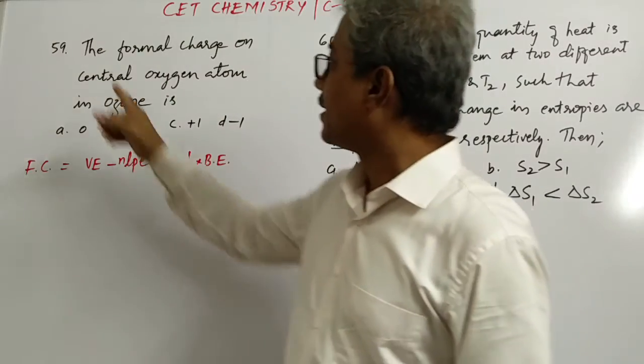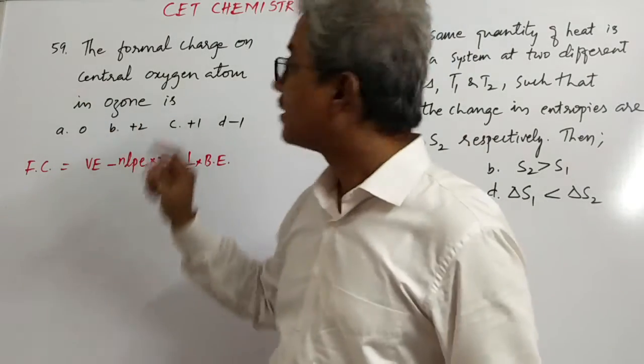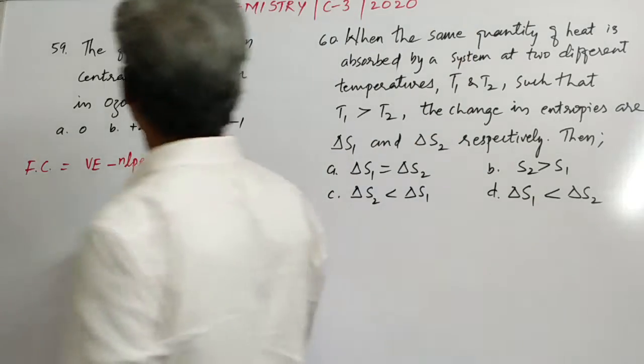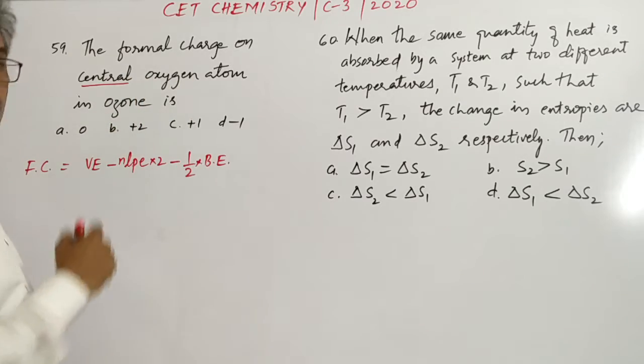Okay, students. Now let us look at the 59th question. What it says is: the formal charge on the central oxygen atom in ozone is.